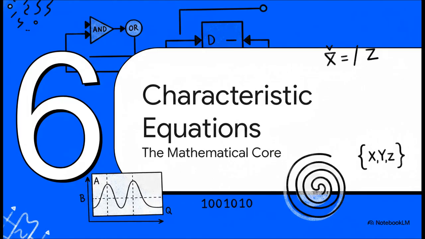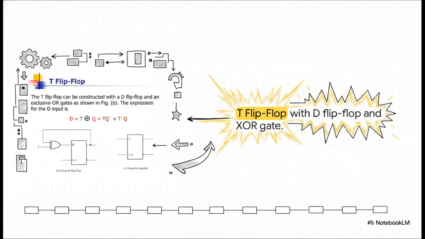Section 6. The characteristic equations, the mathematical core. We've spent a lot of time looking at physical logic gates, so let's translate everything into its mathematical core. But right before we dive into the pure math, let me show you one final hardware configuration, the T flip-flop, where the T stands for toggle. As you can see, this is simply our trusty D flip-flop, but we've bolted an exclusive OR gate right to the front of it. This creates a memory element that simply flips its state to the absolute opposite of whatever it was every single time it receives a trigger pulse.